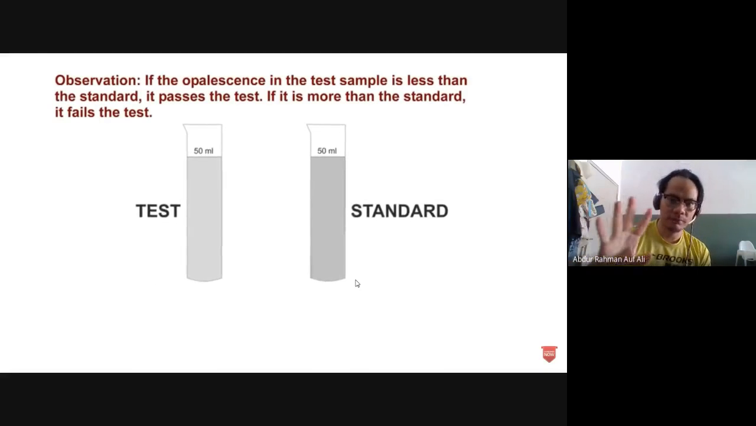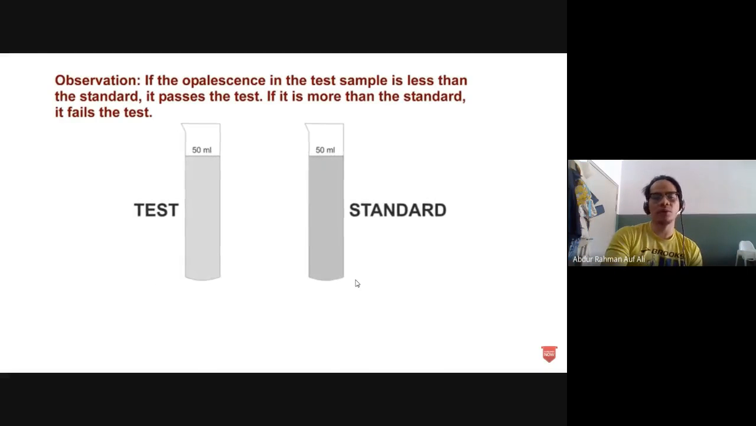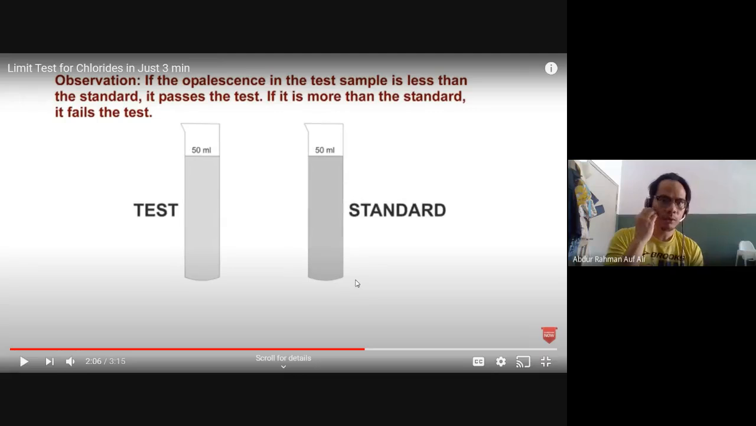So observation. So this is what it means to perform a qualitative test. Qualitative test, kita tak actually measure the results. Kita tak tahu berapa, kita tak guna kaedah timbangan untuk determine the content of the chloride. Kita tengok the quality of the opalescence, quality of the solution, siapa yang lebih keruh daripada siapa.